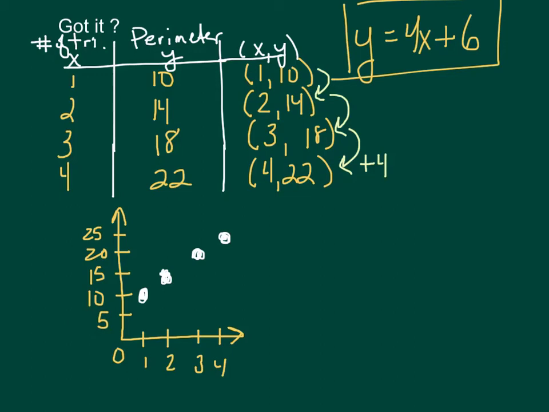Now we want to do B on the top of page 104. It says, suppose you know the perimeter of n triangles. What would you do to find the perimeter of n plus 1?